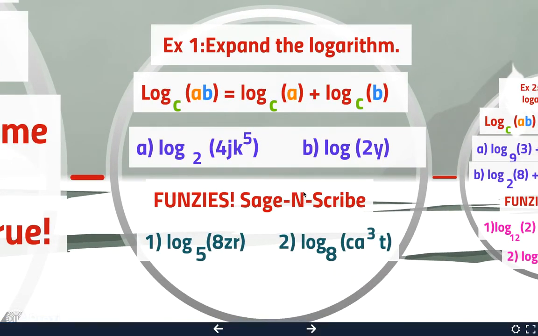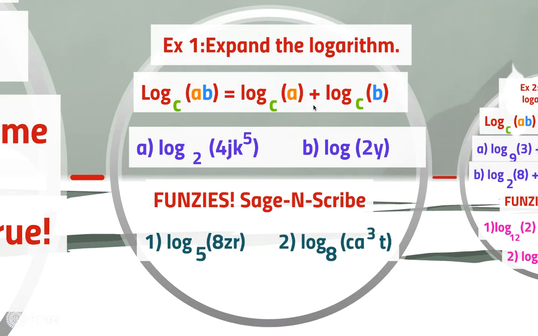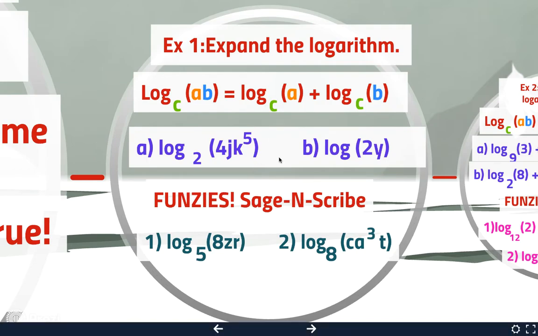Alright, so in example problem 1, we are expanding the logarithm. We are starting with a single logarithm, and we're going to make it into more than one logarithm by splitting them up with addition signs using the product property. So go ahead and pause this video and watch example 1, parts A and B.